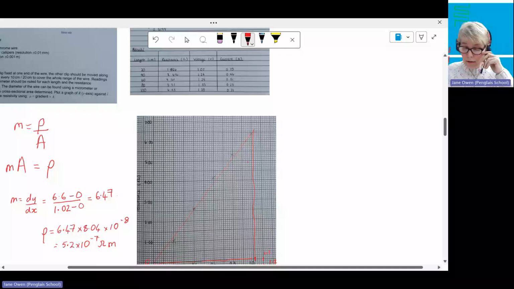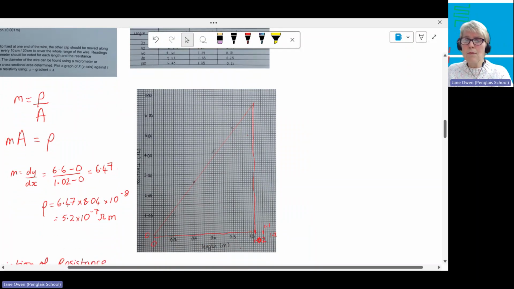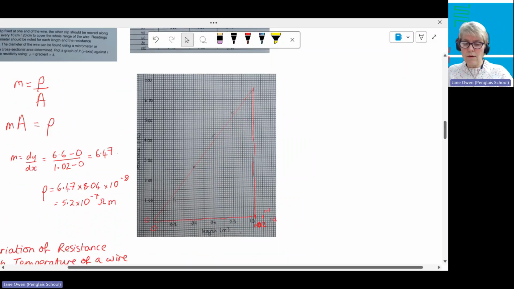Okay, that looks pretty consistent with what the resistivity of the metal should be. But if you know the wire and you've been told it's nichrome, you can go and look it up in a data book to see how close that is.